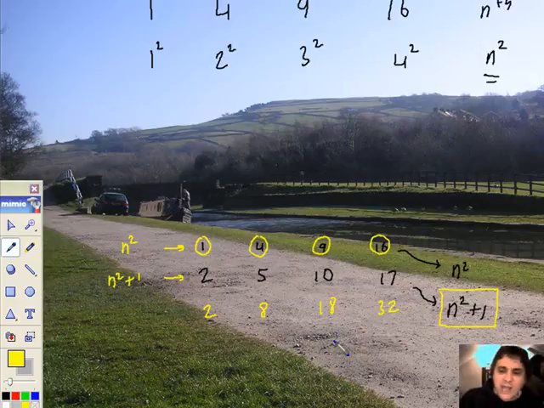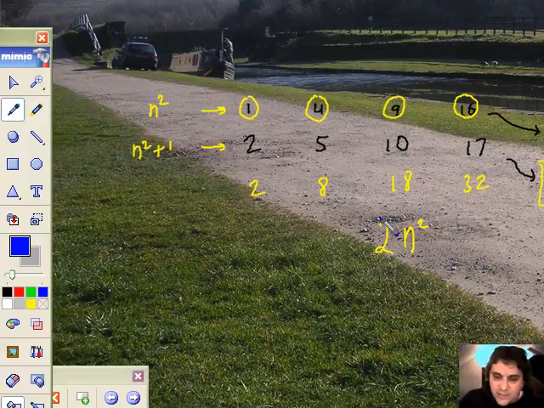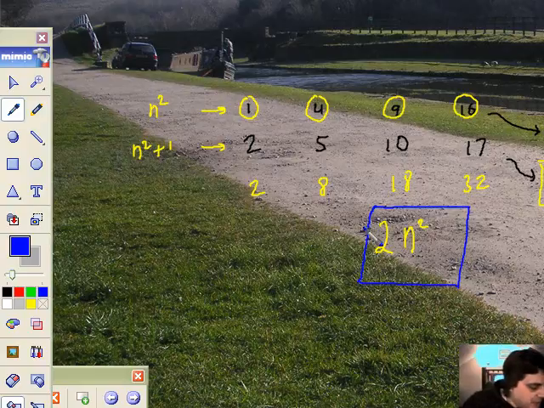So really I'm taking my n squared and I'm doubling it. I'm multiplying by 2. So the rule for this sequence, 2, 8, 18, 32, is n squared doubled. In other words, 2n squared. And that's about as hard as it's going to get, I reckon, on the foundation paper. Anything else more tricky? Well, I'll do the next one on the other page.